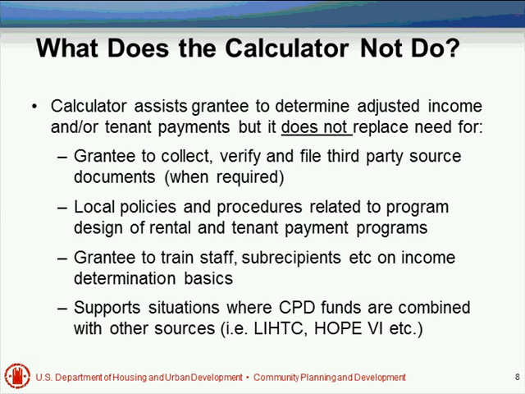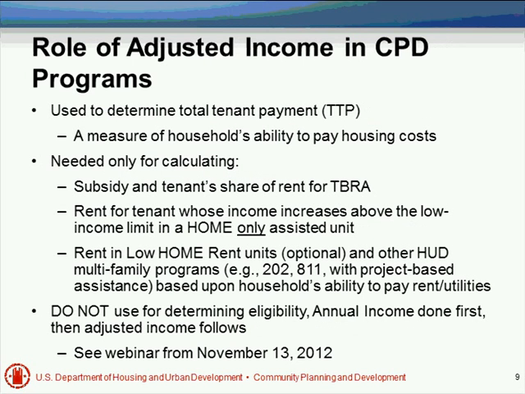The calculator does not train on how to use the calculator at this point, okay? But it is able to help you with some basics related to income determination. And the calculator also does not have the capability at this point, so that if you combine maybe HOME with tax credits in the same unit, it won't automatically take the lesser of an income limit, for example. So it supports those situations, but it won't definitively help you with the combination of the two. You really have to do that in advance before you decide what income limit you're using, okay?